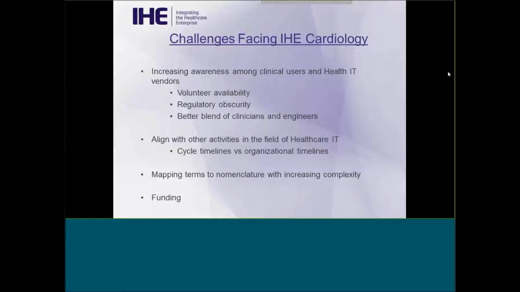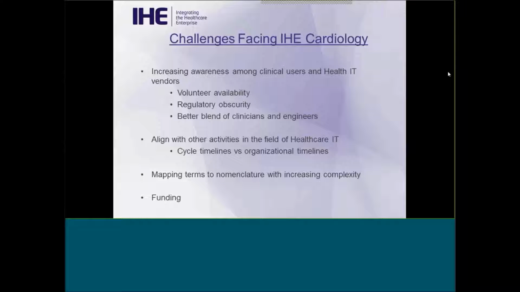Regulatory obscurity. I am happy that ONC, in its next iteration of what was happening with standards, did accept two of the profiles that we've created as important. We need to do more of that. A better blend of clinicians and engineers. Again, we have more engineers available than clinicians. I don't know of any or many sites that are asking their physicians to be part of IHE for a good commitment. We also have to align with other activities in the field of healthcare IT.